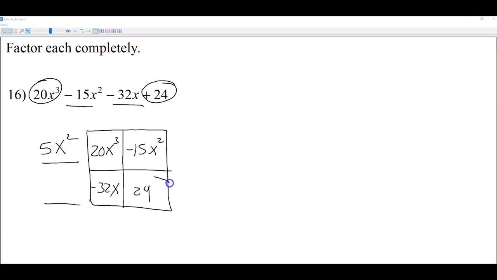To find out what goes here, we find out what these have in common. Looks like both of those could be divided by 8. Can't take any x's out though. To find out what goes here, we look to see what these have in common.